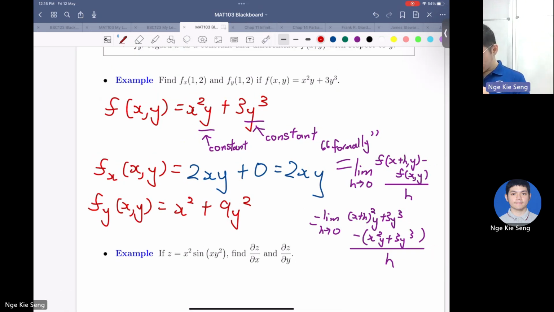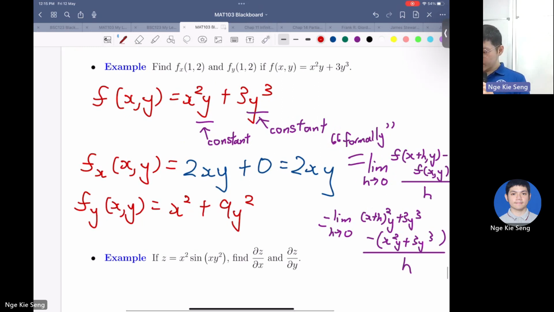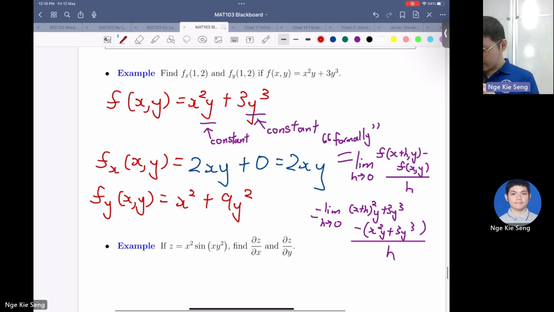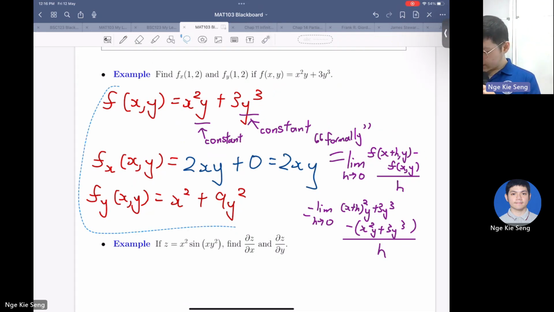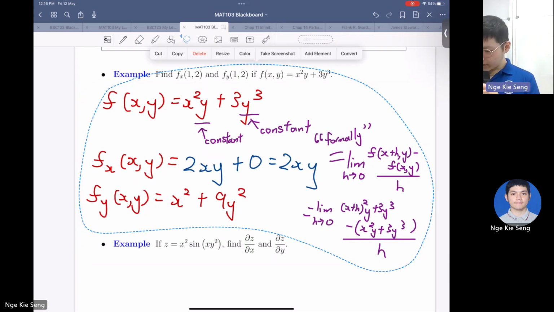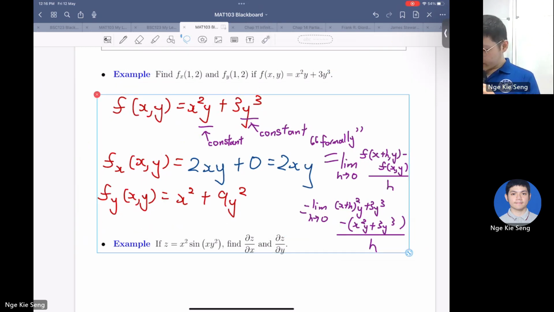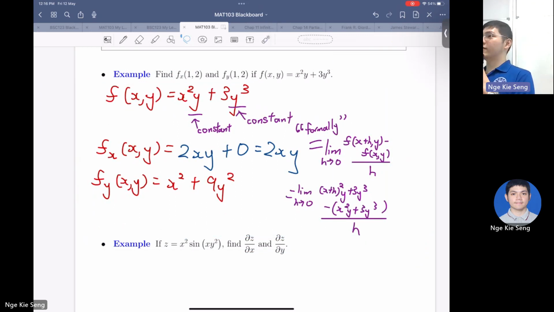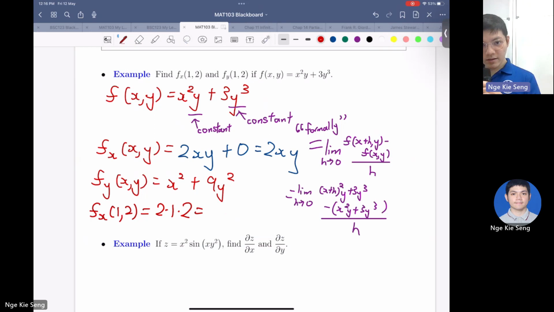This is the thing I want to say. The question not only wants you to find the derivative, you also need to evaluate the derivative at that point. So after you put in the numbers, what do you get? 2 times 1 times 2 is 4.